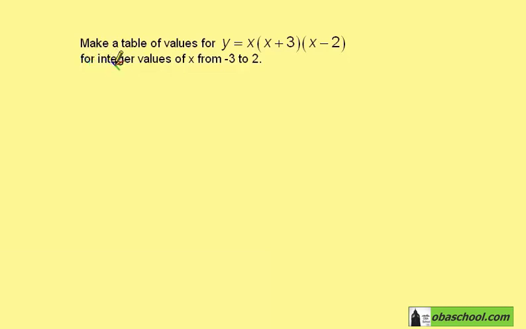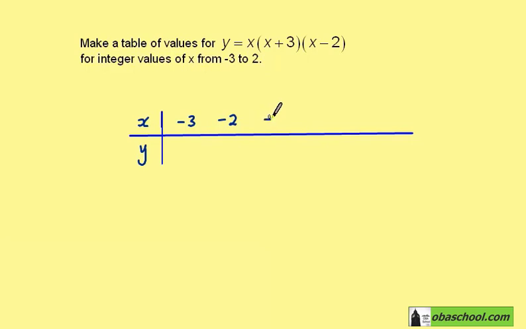We want to make a table of values for y equals x times (x plus 3) times (x minus 2) for integer values of x from minus 3 to 2. Let's draw our table. We have x and y. We need integer values of x between minus 3 and 2.